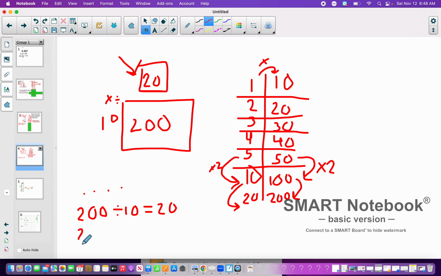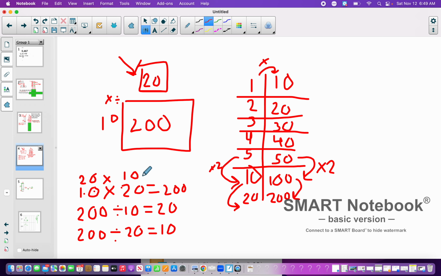We could say it's 200 divided by 20. So we just switch those. Equals 10. So there's our division equations, or we can do our multiplication equations. 10 times 20 equals 200. Again, multiplication is repeated addition. We're counting our multiples here. It's 20 times 10. We just reverse the factors. Again, these numbers are called factors.